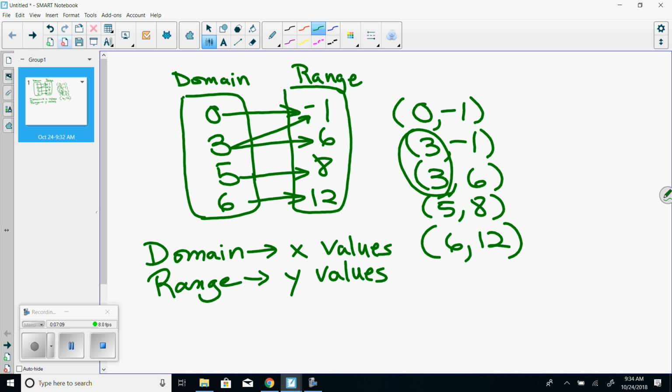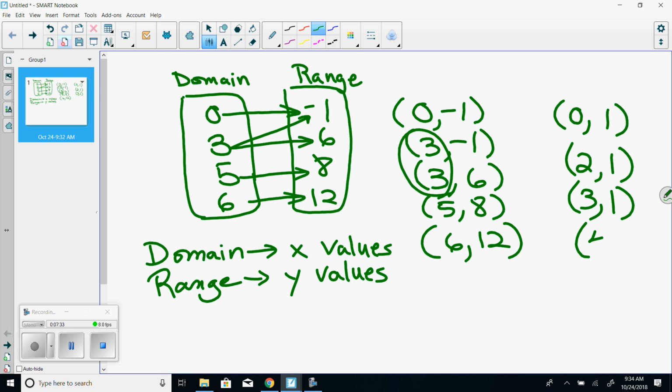Now, you can have the same y, because what if I had a graph that's a horizontal line going through y equals 2? You do a vertical line test, it's only going to go through one part of that graph the whole way. So you can have all the same y's. I could do this if I wanted to: 0, 1, 2, 1, 3, 1, 4, 1. That's a function, because every x is different. But it's not a function if you have the same x's.